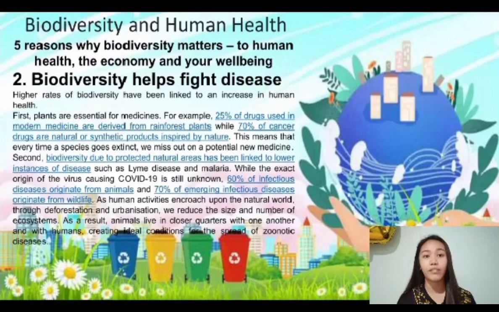Second is biodiversity helps us fight diseases. Yes, you heard it right. Why? Because many of the medicines we use today come from the plants, herbal, especially from the rainforest. For example, around 25% of modern medicines come from the plants, and many cancer drugs are inspired by nature. Also, nature helps prevent the spread of diseases. When forests are destroyed and animals are pushed closer to people, diseases like COVID-19 can spread more easily.